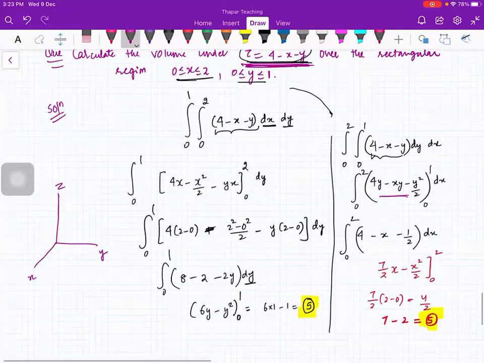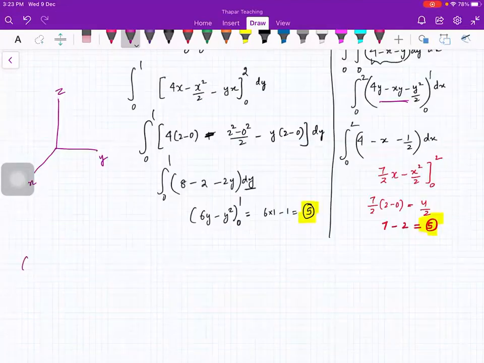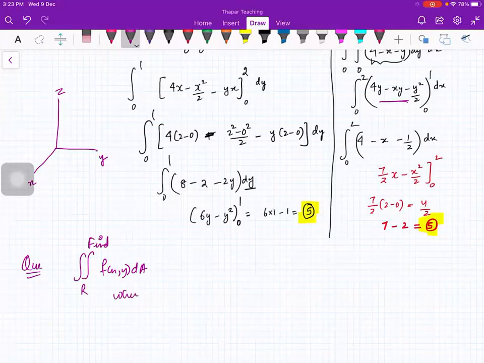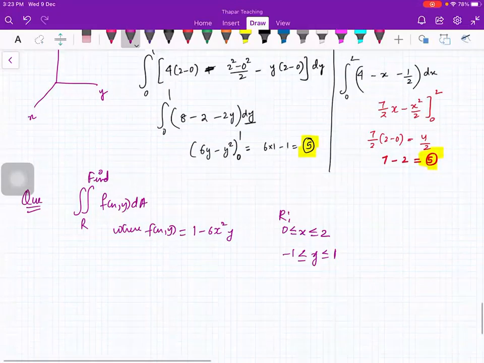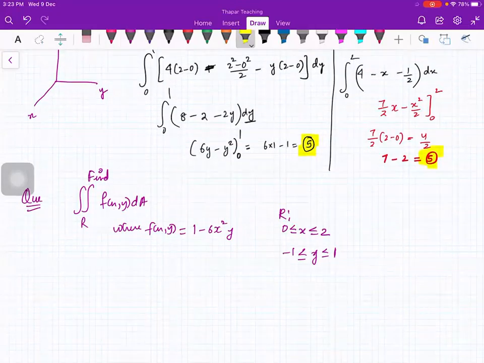Yes ma'am. Okay. So let us do this. Double integral over R of f(x,y) dA, find this where f(x,y) is 1 minus 6x squared y, and R is 0 less than or equal to x less than or equal to 2, minus 1 less than or equal to y less than or equal to 1. So do you understand the problem? Can you physically see what is happening, what we are doing?